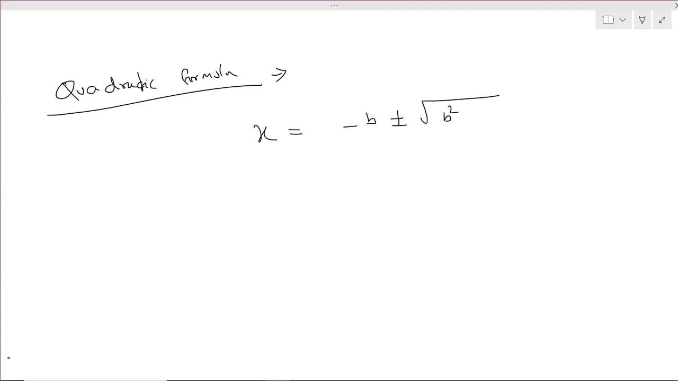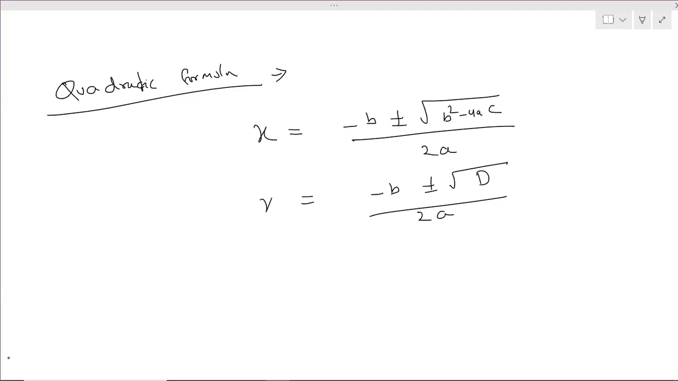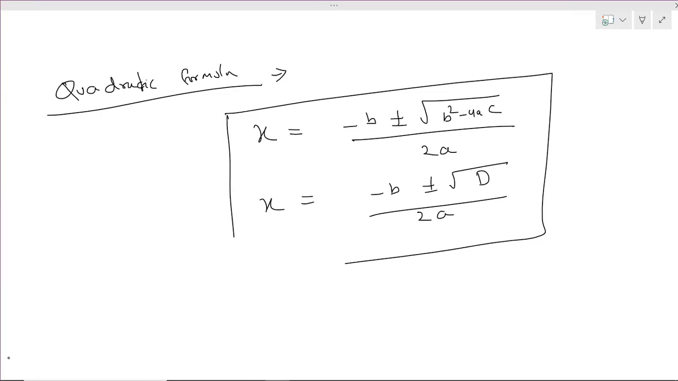Now the quadratic formula. Here x equals minus b plus minus the square root of b square minus 4ac, upon 2a. Or you can write it as minus b plus minus the square root of the discriminant upon 2a. This is called the quadratic formula. Very important, to find roots or zeros.